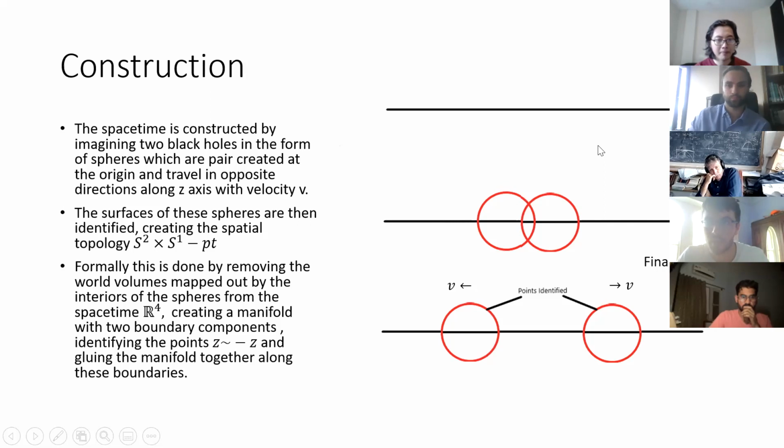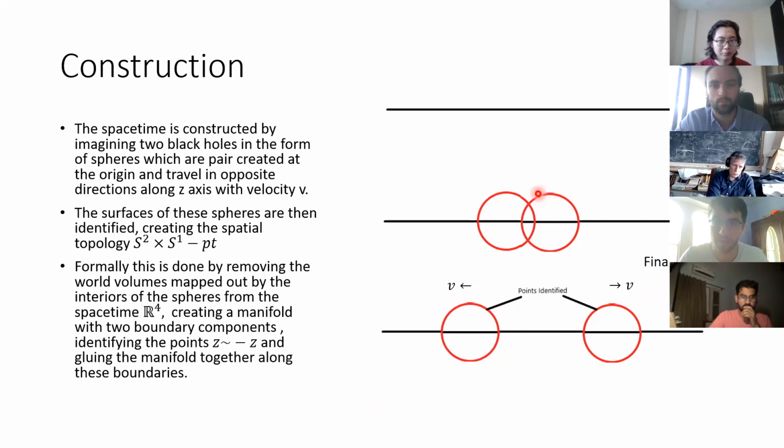And initially the topology is R3, and finally the topology is S2 cross S1 minus a point, because the idea is that you identify the boundaries. So these 2 points here in the new manifold are the same. You identify these boundaries and then glue it together along these surfaces here, so that technically you could go in here and then come out across here, and you identify points z and minus z.